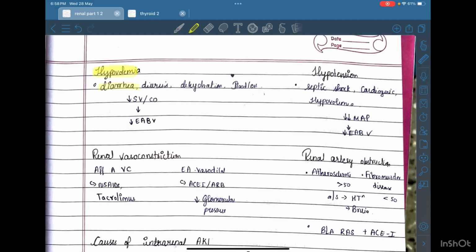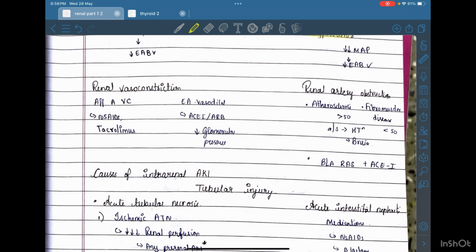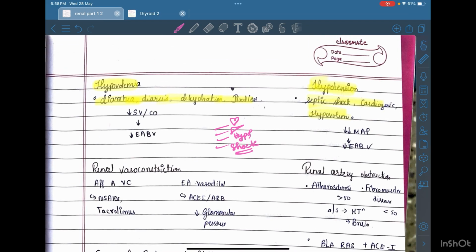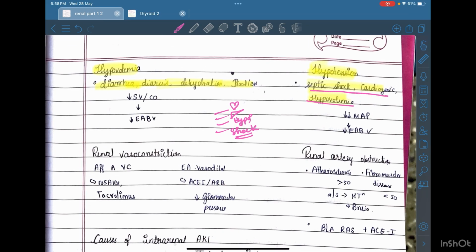Hypovolemia like diarrhea, diuresis, dehydration, blood loss. Then hypotension conditions like any kind of shock, okay. So what are the 4 things we can write? Your heart causes, liver causes, then your hypovolemia causes, then your shock where there will be circulatory failure, right? Septic shock, cardiogenic shock, everything.